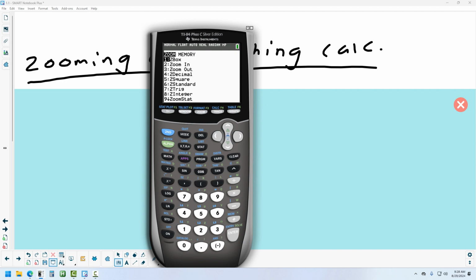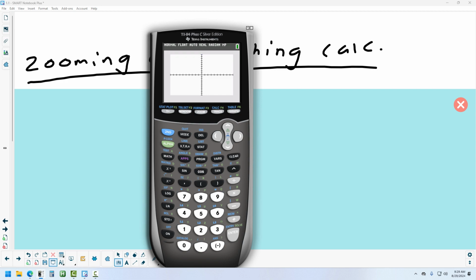Zoom 6 is what we call the standard window. It's going to set your X axis from -10 to 10 and your Y axis -10 to 10. So that's the size graph paper you're going to have. So I'm going to hit zoom 6. There's my graph. If you see a little yellow circle in the upper right, that means it's thinking, it's doing something. And when it stops, it's done.